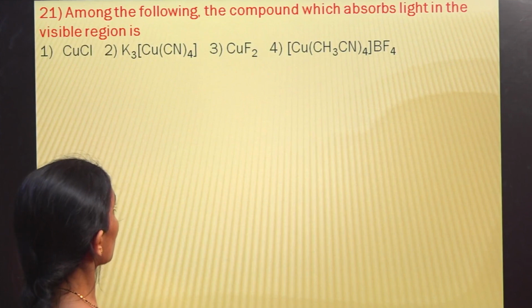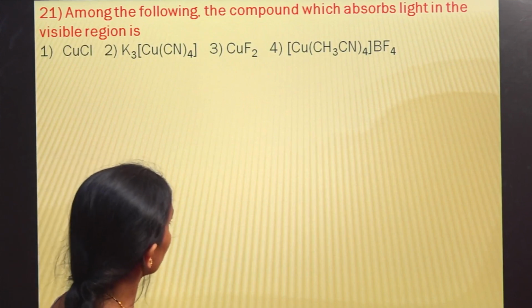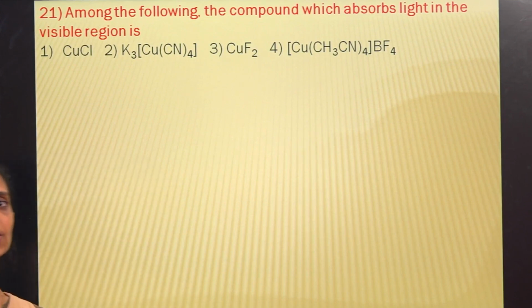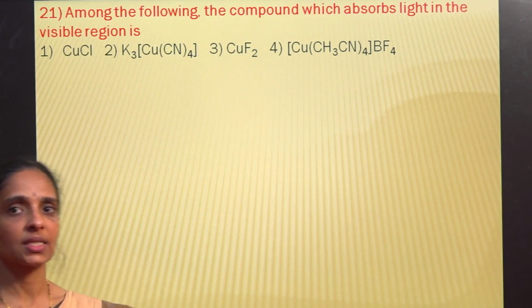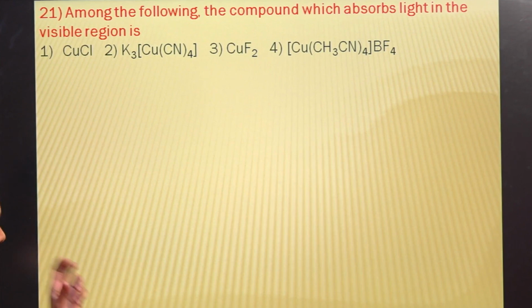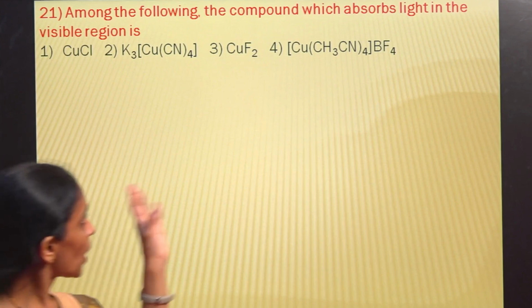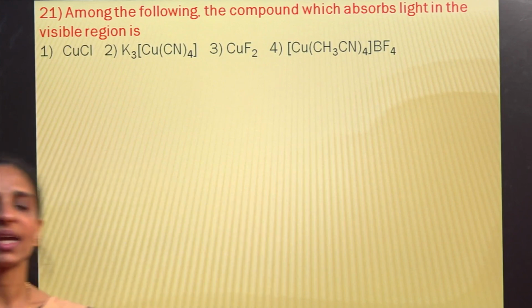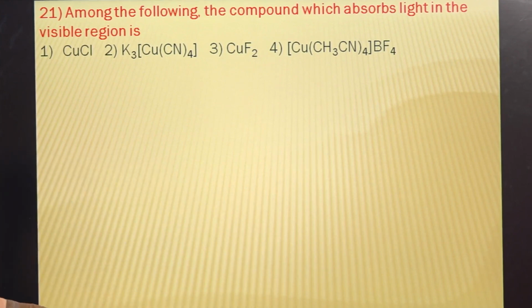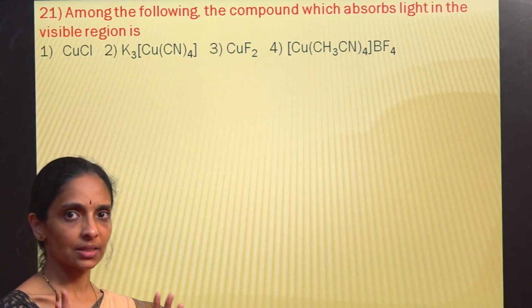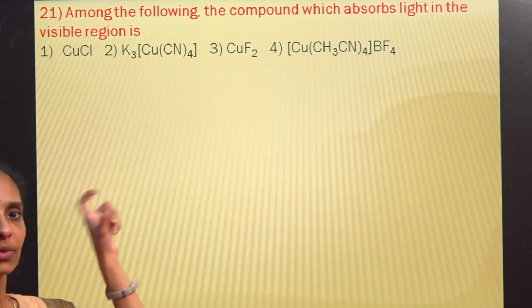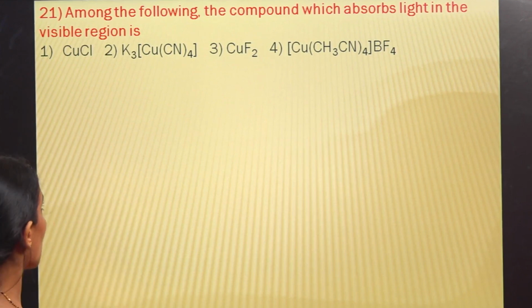Among the following, the compound which absorbs light in the visible region. It is the other way of asking the question like this: which of the following compounds is colored? If a compound absorbs light in the visible region, it means that particular compound has color. So you need to choose the colored compound from these options.